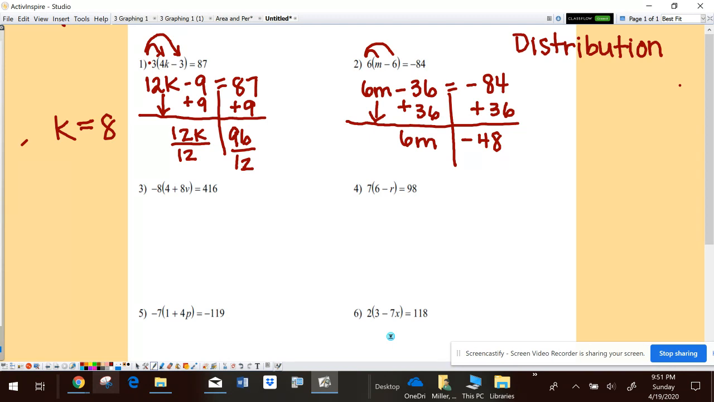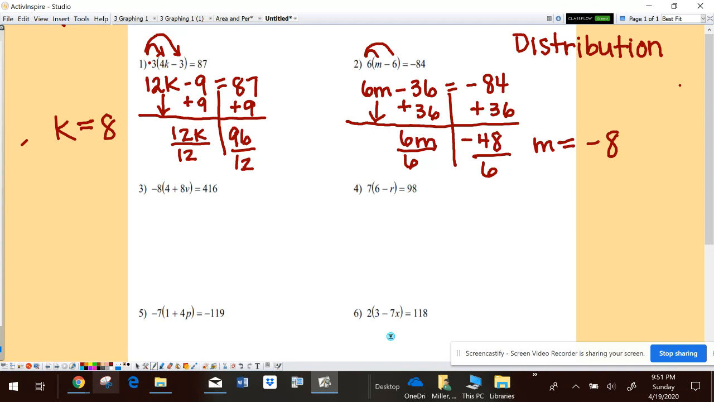And what is the next step in this equation? If I divide by 6 on both sides, m equals negative 8. All right, good job. Next thing I want to do here is go to number 3.